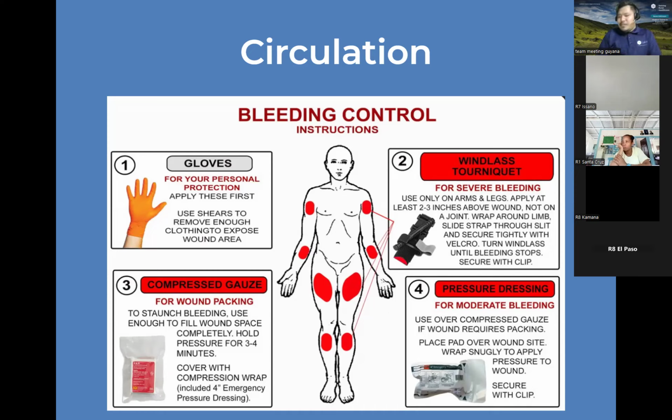You can use something called a tourniquet, and that's for severe bleeding. That's, for example, if there's a patient with a severed artery, you want to apply a tourniquet, right? And it's only used on arms and legs, and you want to apply it at least 2 to 3 inches above the wound, right? You don't want to put it directly on a joint. You wrap it around a limb and you strap it securely and tightly.